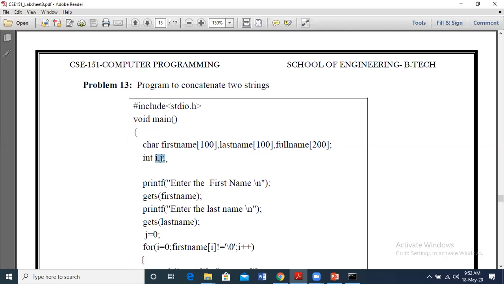So for combining two strings, we need to take input. What is the input required here? First name and last name, ma'am. We need two inputs in this example, right? So we are taking input for first name, gets of first name. Then we ask the user to enter the last name, and take input for the last name. Since the index starts from 0, we are taking j equal to 0. Initialize j to 0.